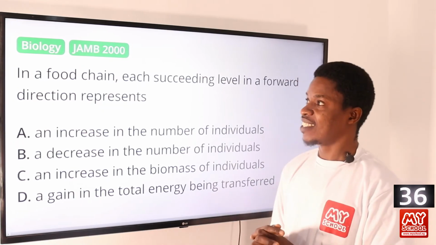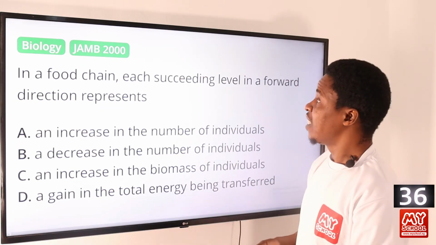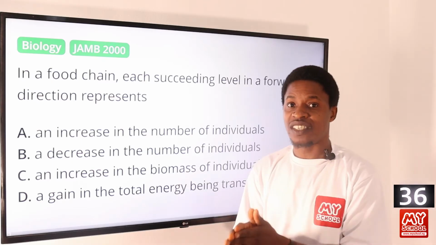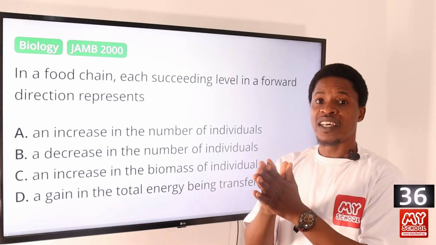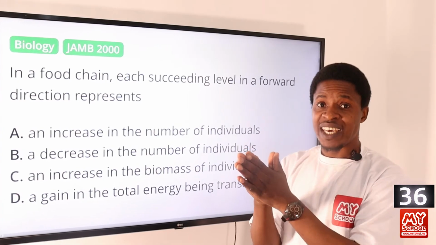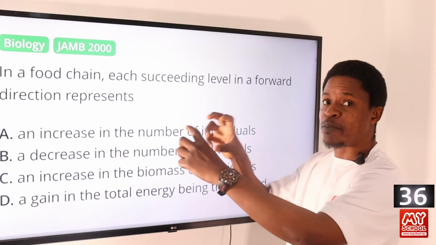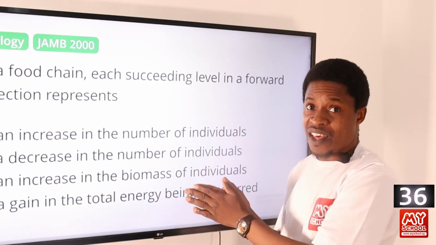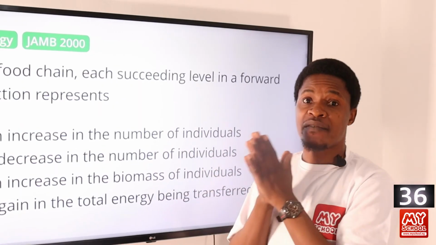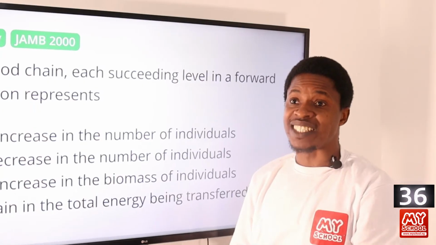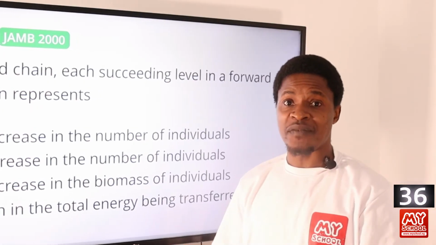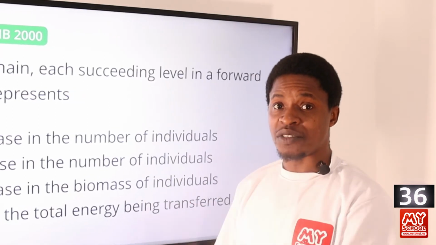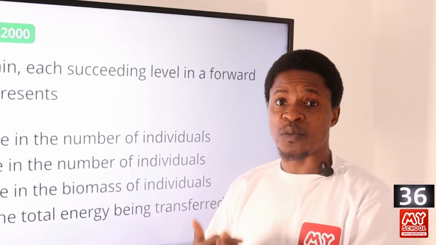Question 36. In a food chain, each succeeding level in a forward direction represents what? Don't forget that in a food chain, we have different levels of organisms. It tells us how energy is being transferred from one level to the other. The first level usually has the primary producers. In most cases they are autotrophs that manufacture their food themselves. They don't need to depend on other organisms. From sunlight, they make use of carbon dioxide and water to produce their food.